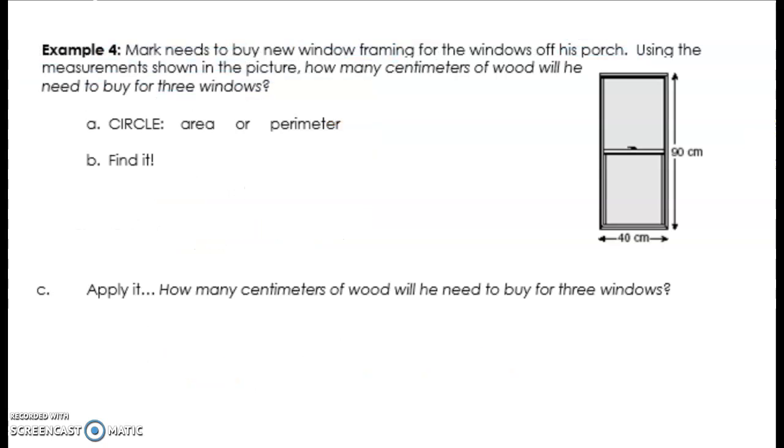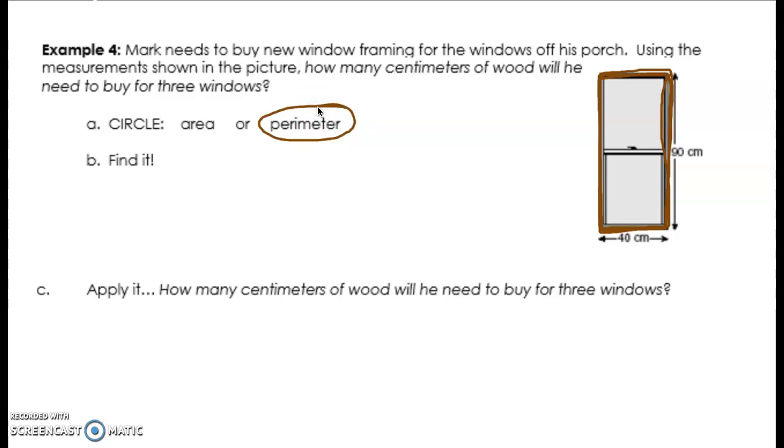Okay, last example here. Let's suppose that Mark needs to buy new window framing for the office porch windows. Using the measurements shown in the picture, how many centimeters of wood will he need to buy for 3 windows? So here's the picture that we have here on the right. And he is going to be framing. So again, just to draw on it and make you visualize it, framing is on the outside. It's the wooden part on the outside border of a window. So that should clue you in that we're looking for perimeter.